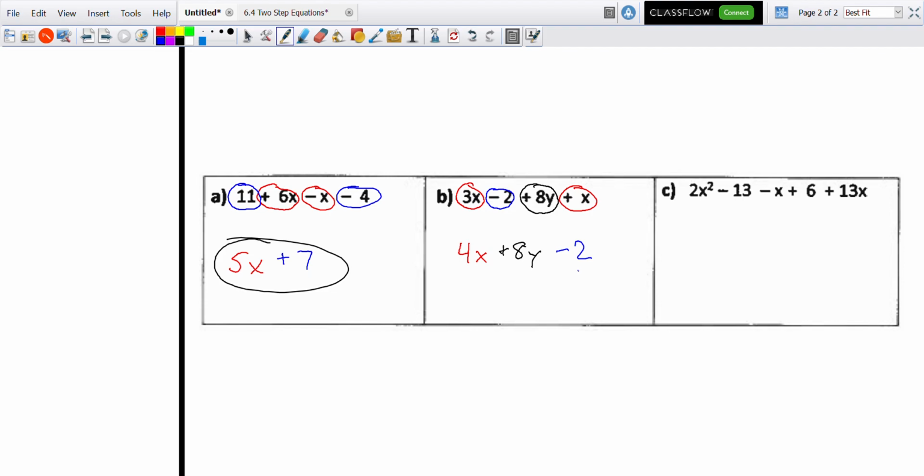Okay, and our last one here. I don't see any other x squareds or x to the second powers, so the 2x squared gets to stay exactly as it is. When I look at the x's here, I see a minus x plus 13x. Again, that's x to the first power. So if I have minus 1x plus 13x's, negative 1 plus 13 leaves us with positive 12x's.